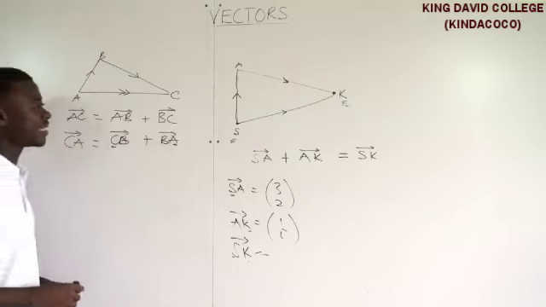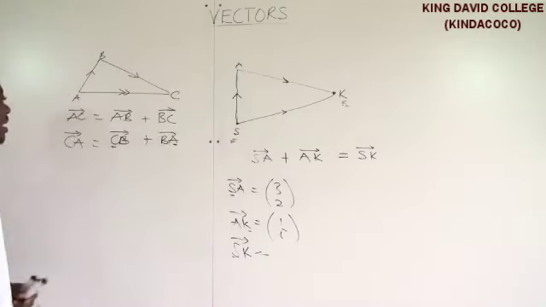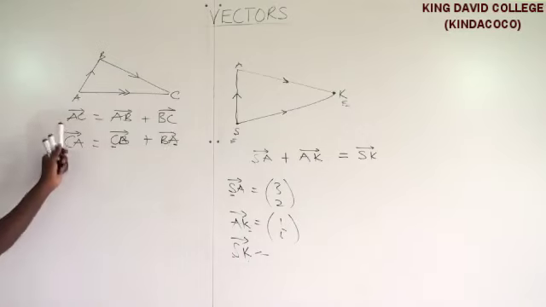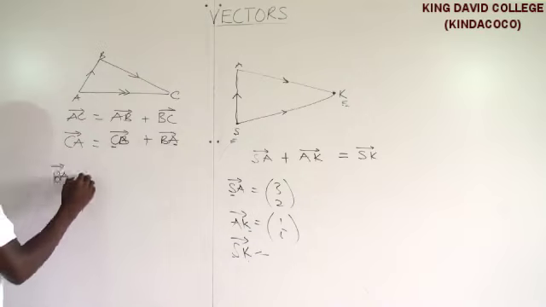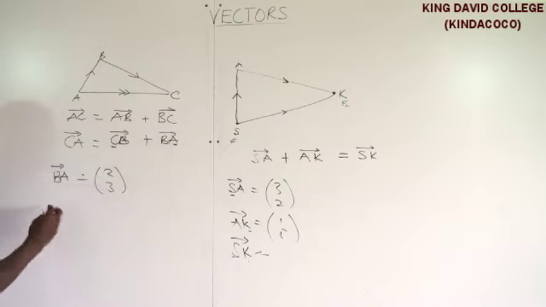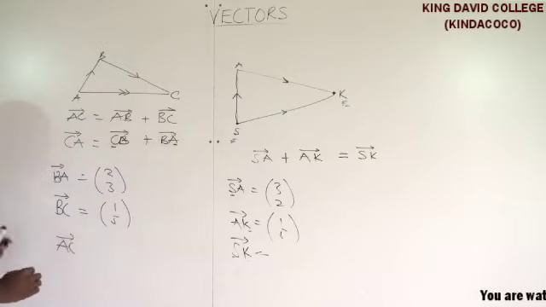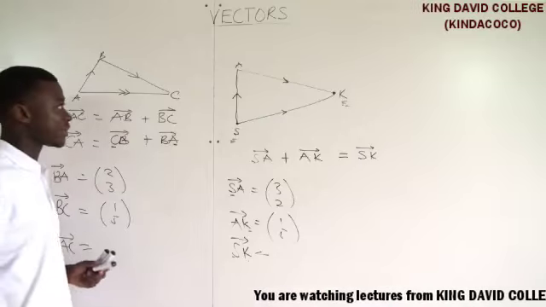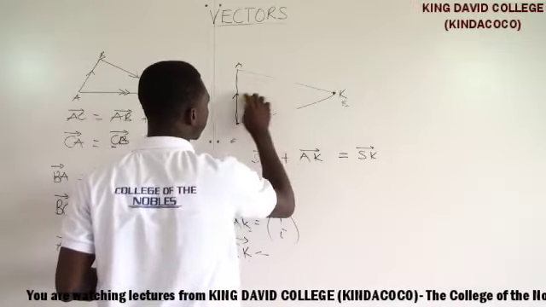Now supposing in the question you were not given A to B as a vector and B to C as a vector, but they're asking you to find A to C. For instance, what if they gave me BA as 2, 3, and then they gave me BC as 1, 5, and they're asking me to find A to C. So virtually, what they are trying to give me in that particular question is like this.